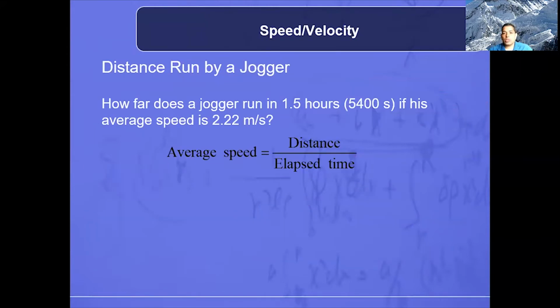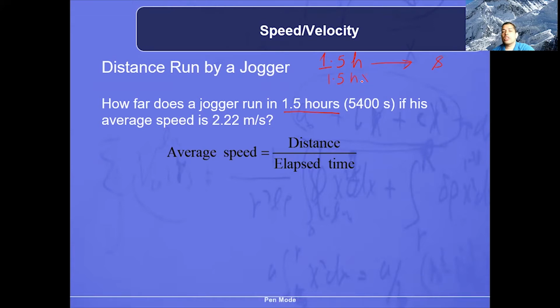All right, so let's do one problem here. In this case, I'm going to find the distance run by a jogger. How far does a jogger run in 1.5 hours? So how do you change 1.5 hours to seconds? How do you change it to seconds, right? So 1.5 hours.